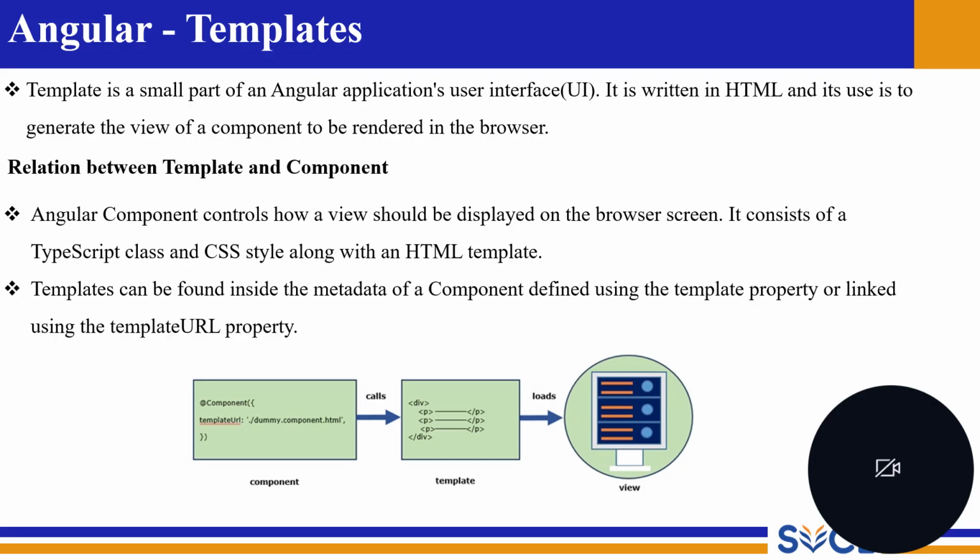The Angular component controls how a view should be displayed on the browser screen. It consists of a TypeScript class and cascading style sheets along with the HTML page. The template can be found inside the metadata of a component, defined using the template property or linked using the templateUrl property.